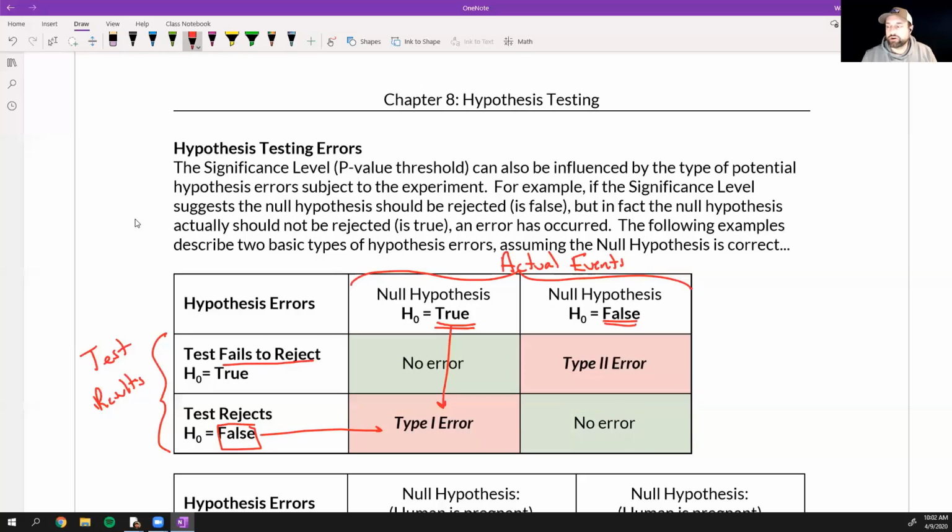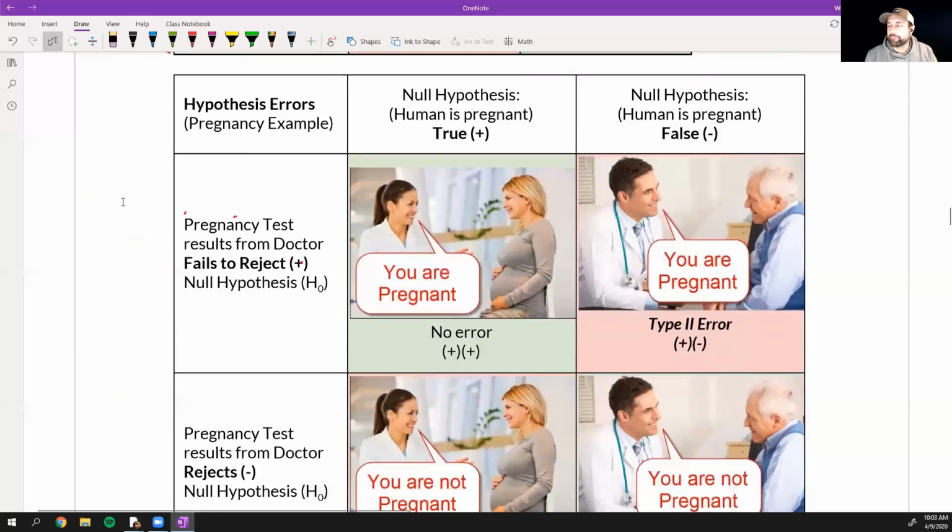That means the actual situation is true, but our test says that it's false, says a negative. Another situation occurs when the actual hypothesis is false, but our test says that it's true. That's called a type 2 error. And to better explain this, here is a situation involving a pregnancy test.